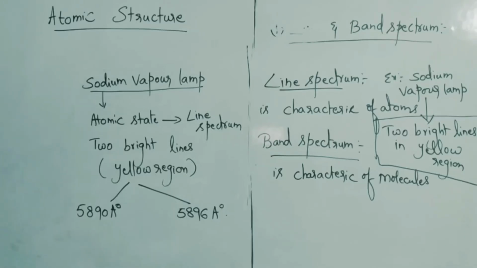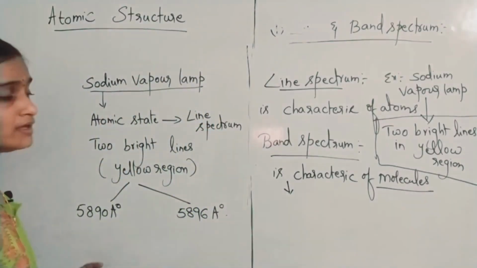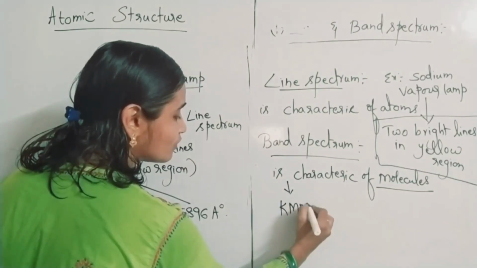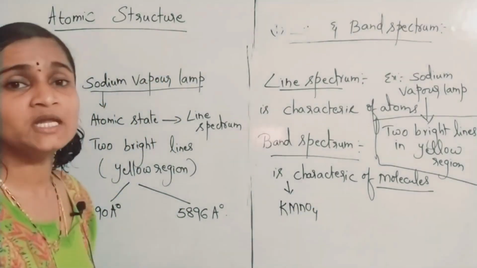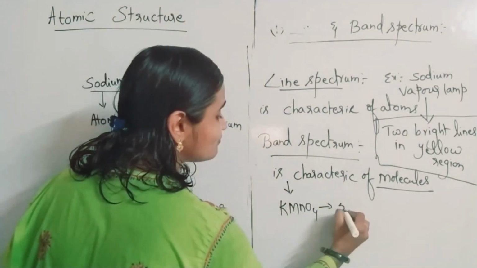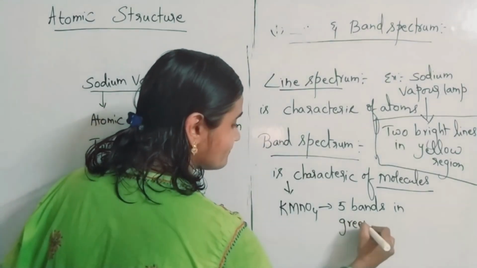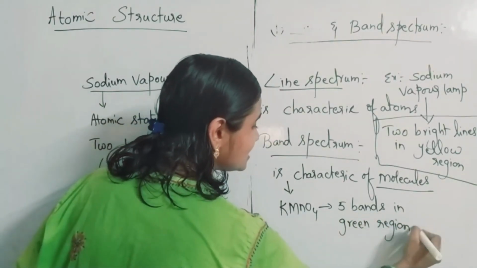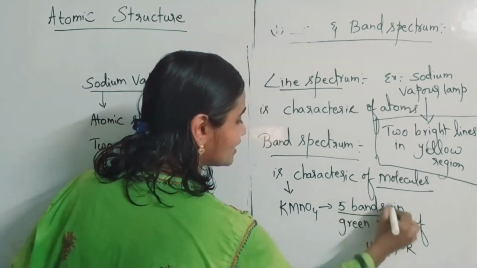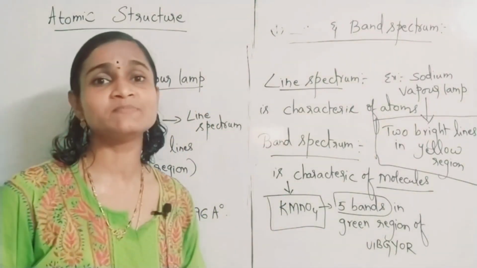If you are asked about band spectrum, it is characteristic of what? Molecules. So you can take potassium permanganate, KMnO4. If this solution is taken in a beaker and observed through a torchlight, you will find 5 bands in the green region of VIBGYOR. So for KMnO4, potassium permanganate, either of these 2 examples may be focused.